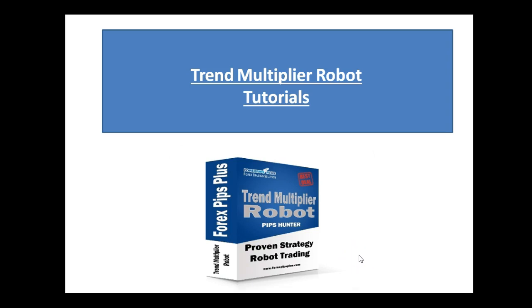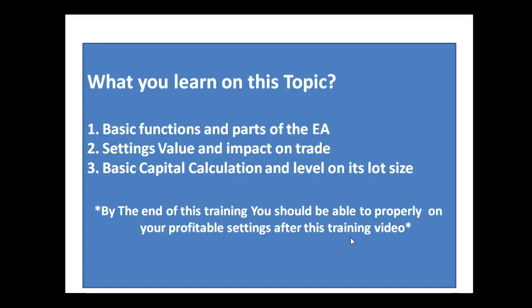So this tutorial will be mainly on the Trend Multiplier Robot. So what you will learn on this topic: first is the basic functions and parts of the EA, and I'll explain on that. Second is the settings value and impact on the trade. Third is basic capital calculation and level on its lot size.